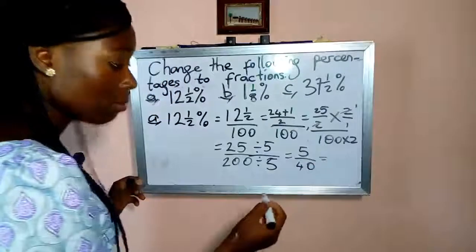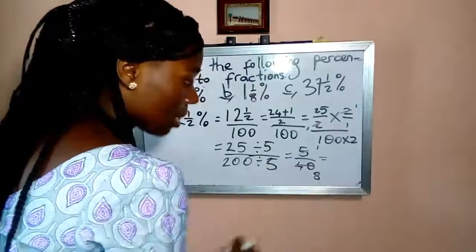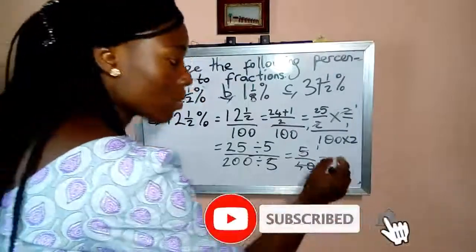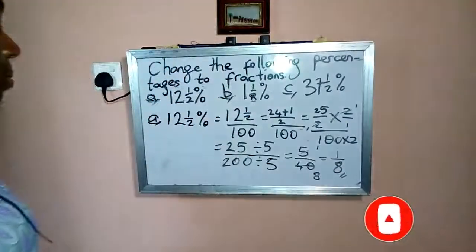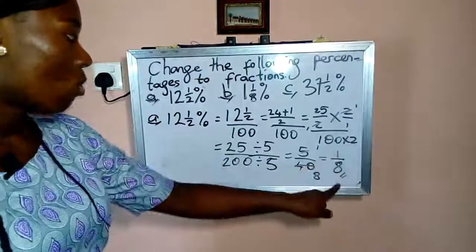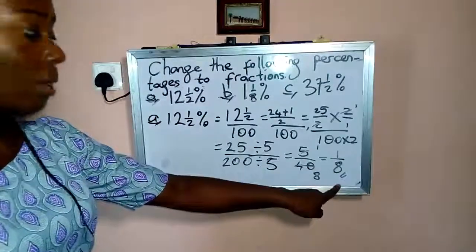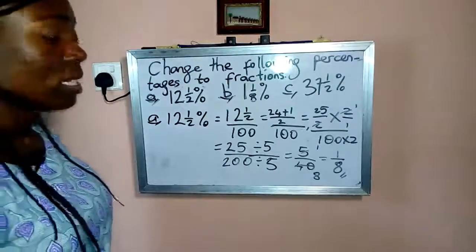Can we divide further? I think so. 5 here will give us 1. 5 here will give us 8. Why? Because 8 times 5 is 40. So we have 1 over 8 as our answer. 12 whole number 1 over 2% will give us 1 over 8 as our final answer. Okay? Now, let's see our second example.